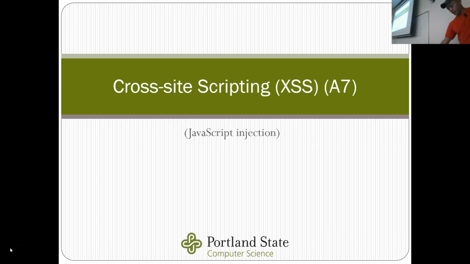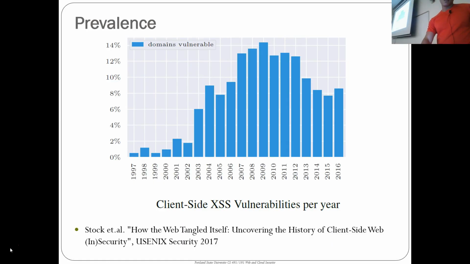Okay, so today we're going to transition from server-side stuff more towards client-side issues. And what we're going to start with is cross-site scripting, which is A7 on the OWASP top 10. This is otherwise known, in fact, I think it's better to refer to this as JavaScript injection, but cross-site scripting is what you'll commonly see. It's pretty prevalent. So here is a graph, this is a couple years old, of the number of domains that they have scanned and found that might be vulnerable to this kind of exploitation.